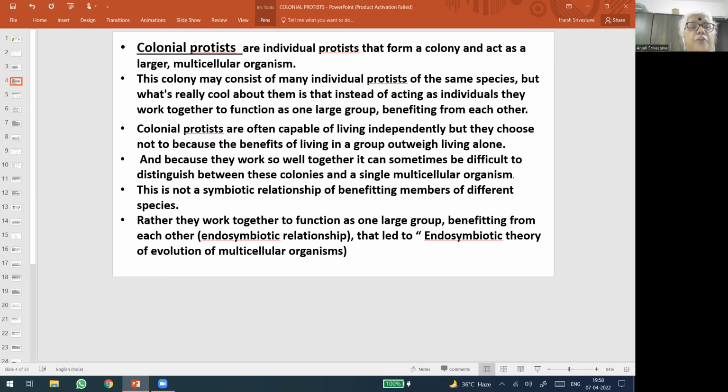Now let us come back to our main topic, that is the colonial protists. The colonial protists are individual protists that form a colony-like structure and act as a large multicellular organism.